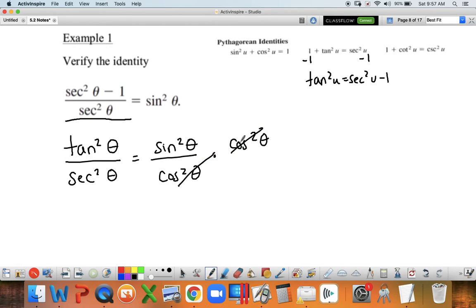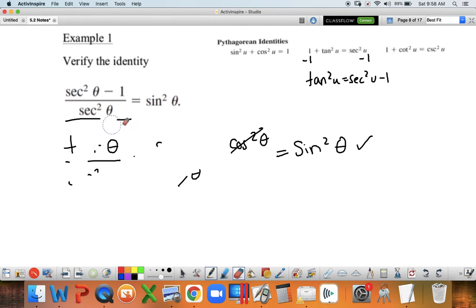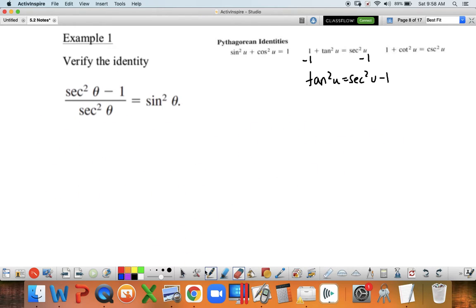My cosine squares are going to cancel out, and I wind up with sine squared theta, which is what I was looking for. So that is the first approach to doing this one. I'm going to go ahead and erase all of this and show you a completely different approach that will get us the exact same answer.